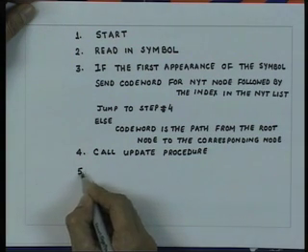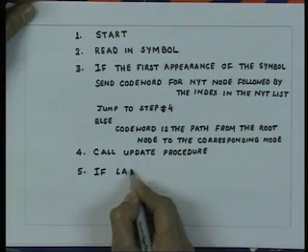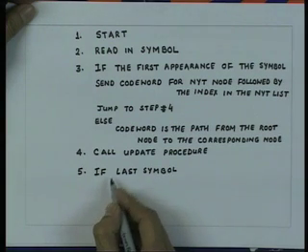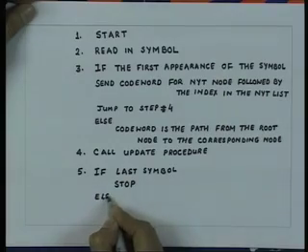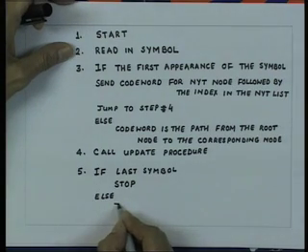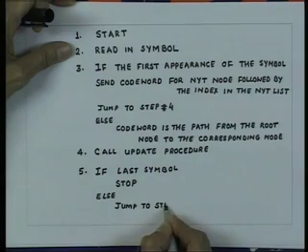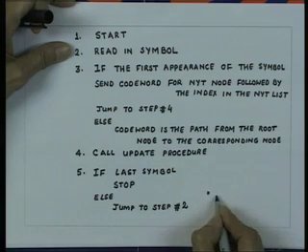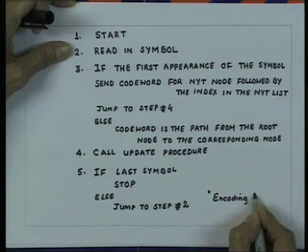Then find out if this is the last symbol. If it is the last symbol to be encoded, then we stop, else we read another symbol. So, we jump to step number 2. This would be the pseudo code for the encoding procedure.